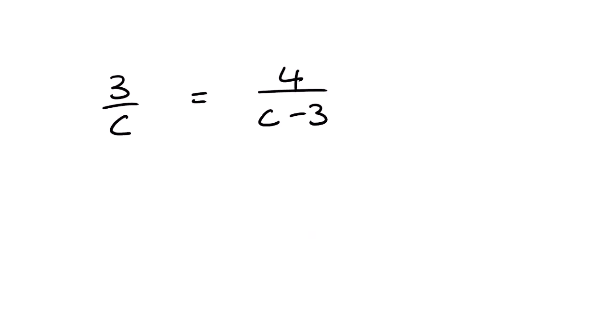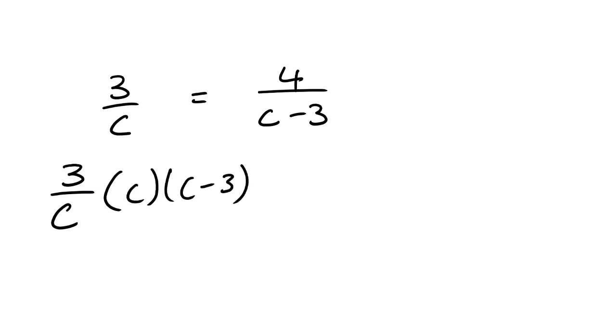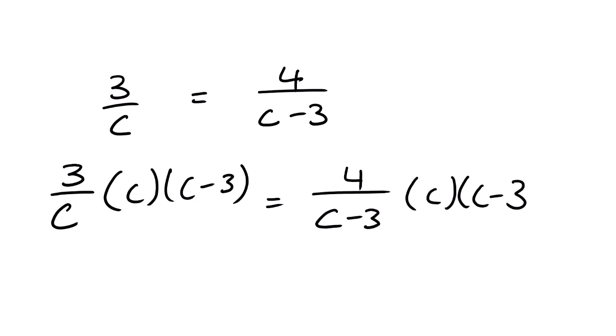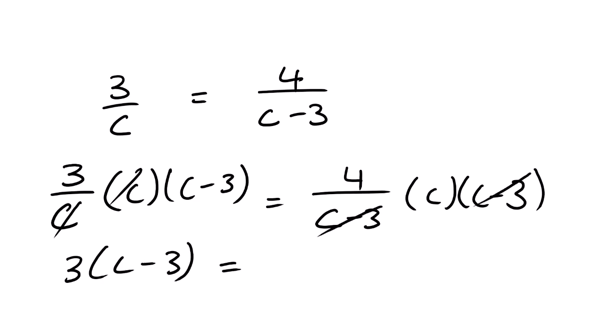Our next one is this one. The terms which cause the fraction are c and c minus 3. So we have 3 over c minus 3 equals 4 over c, multiplied by c, c minus 3. This will get rid of this. We have 3 times (c minus 3), equals, this will get rid of this, we have 4 multiplied by c.